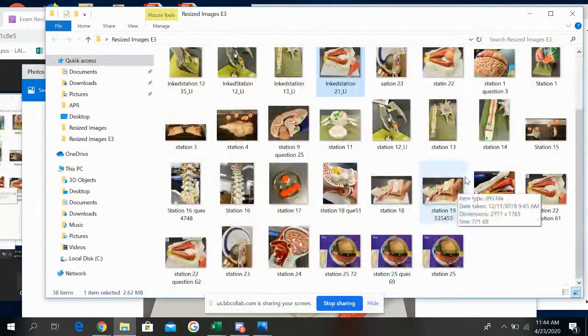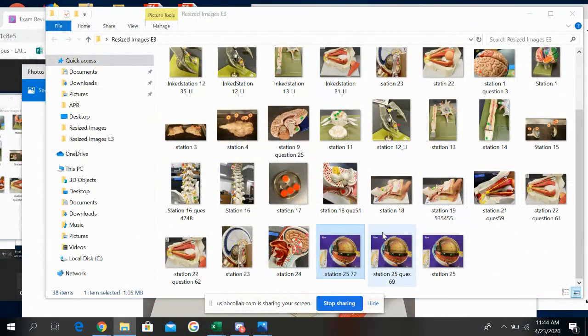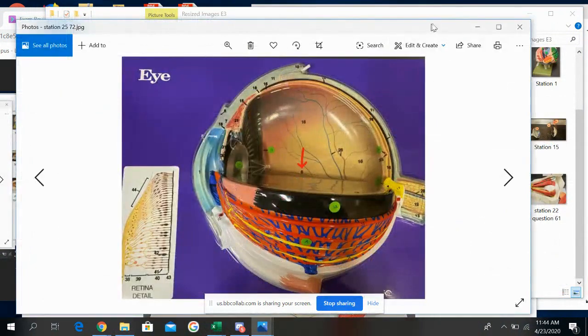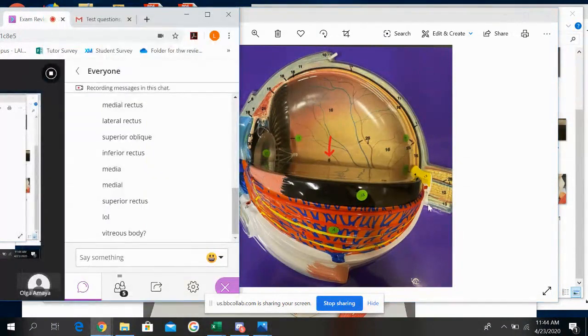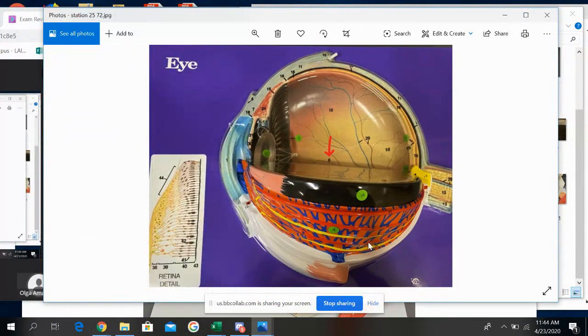Okay, so it's pretty much the eye. Let's continue with the eye and let's work on this one. So many things happening here. What's A? What's this layer right here? What is that called? This is where all your blood vessels and your veins lie. Vitreous body? No, so this is the layers of the eye.